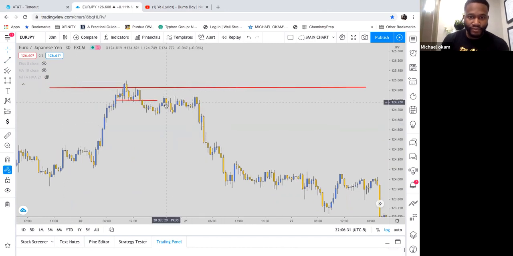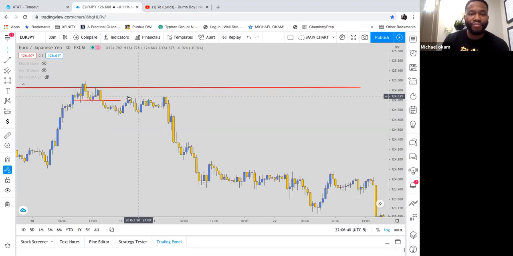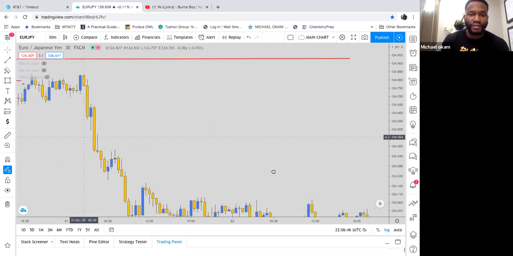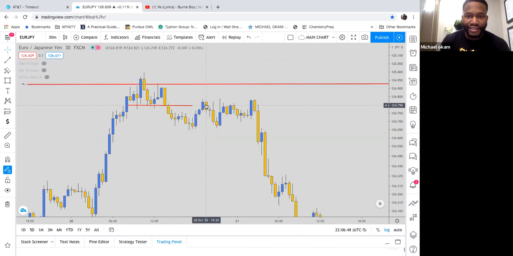Okay, so I probably wouldn't have taken this. I probably would have gone into the 15 to get a more precise entry here. Once you start seeing candles like this, like right here, this sell candle is not overlapping this candle. It tried, but it was too short. But this didn't work out.